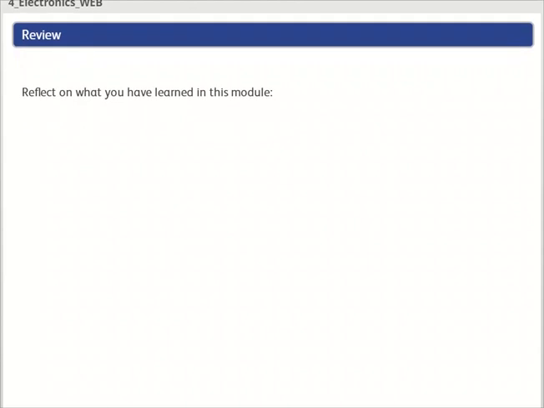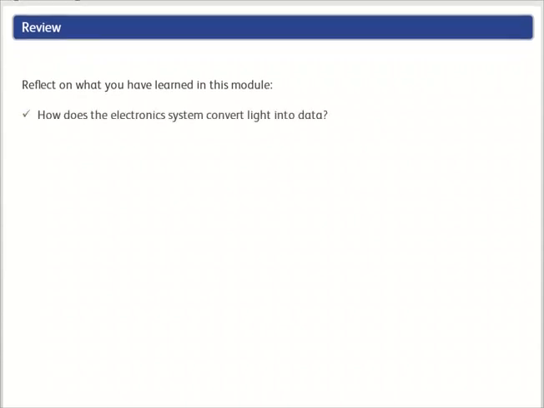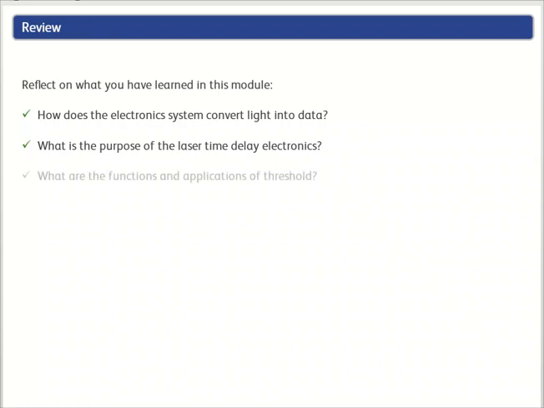Reflect on what you have learned in this module. How does the electronic system convert light into data? What is the purpose of the laser time delay electronics? What are the functions and applications of threshold?